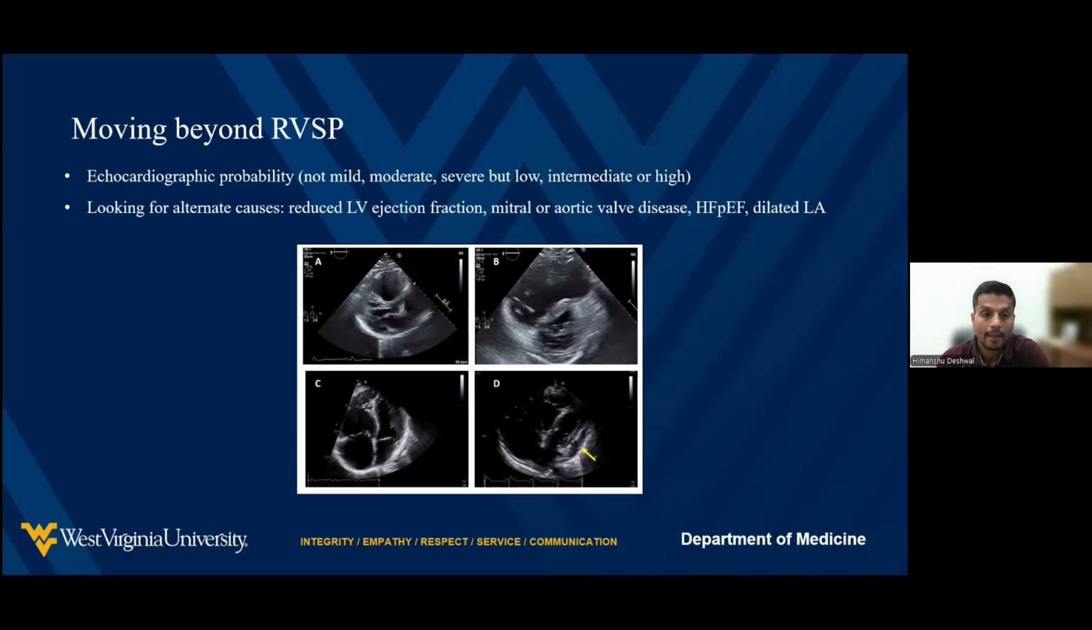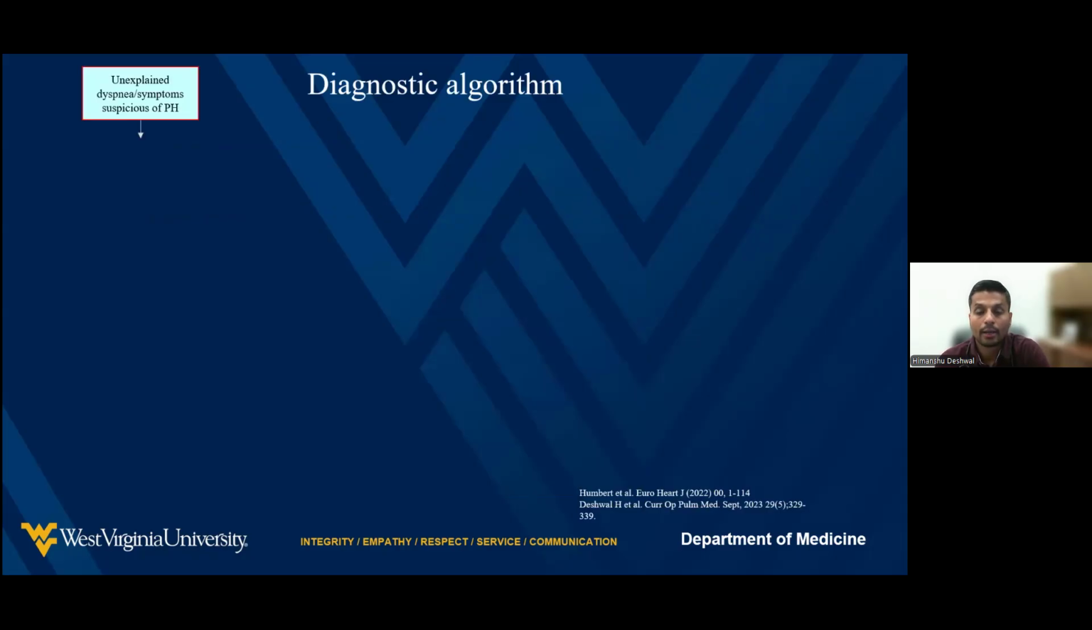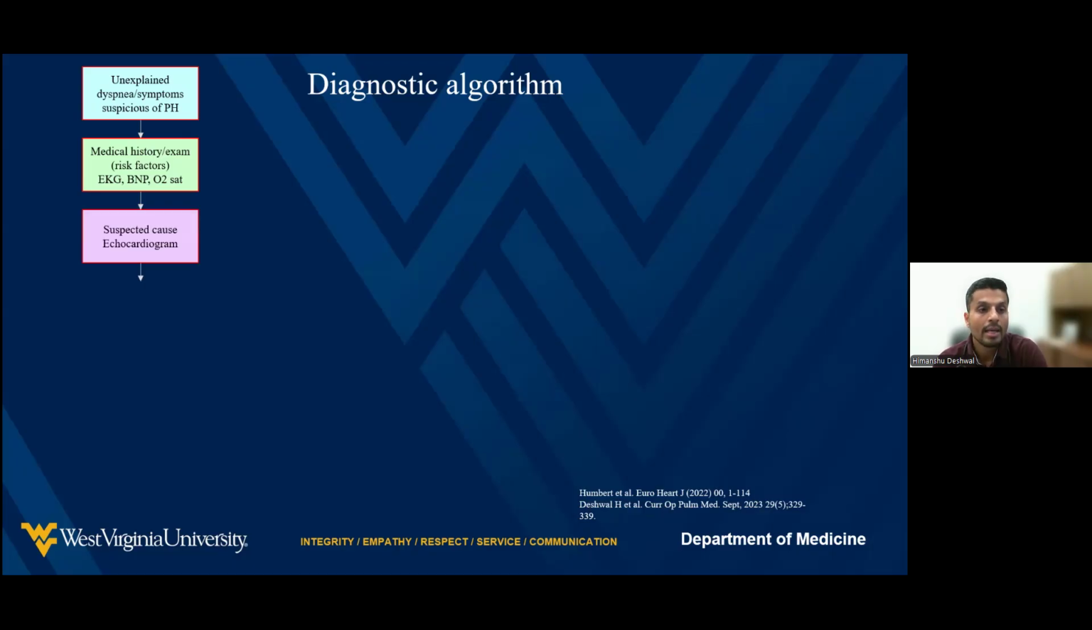So this is the diagnostic algorithm that we usually follow, and this is based on the guidelines. If somebody comes in with unexplained symptoms of shortness of breath and suspicion for pulmonary hypertension, you do a thorough medical exam to look for risk factors, like are they doing methamphetamine? Do they have history of HIV or scleroderma? Do they have any family history of pulmonary hypertension? You do basic workup. You look at their oxygen saturations. You look at a brain natriuretic peptide because it will be elevated both in heart failure and pulmonary hypertension. You can get an EKG to look at right-sided disease like right axis deviation, RV hypertrophy. And then you get an echocardiogram if you're worried about pulmonary hypertension.